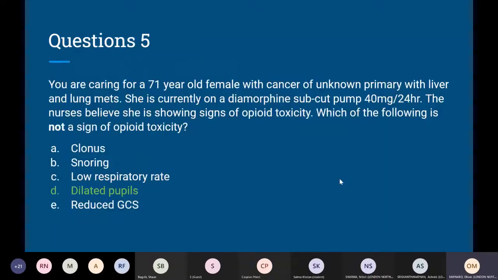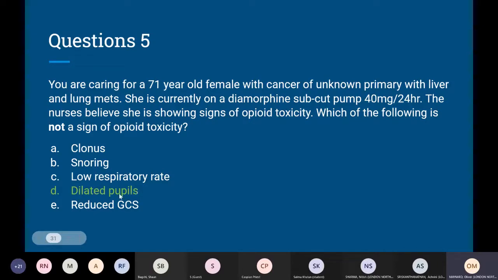So if we just go through them. So clonus, yes, we know that that's a common one in the limbs. Snoring, so that's a sign of reduced GCS. So if someone's not asleep, you should always be aware of snoring because they're not protecting their airway. There's those added sounds. Low respiratory rate, obviously opioids affect the respiratory center in the central nervous system and cause respiratory depression. Most commonly, it's seen with pinpoint pupils.